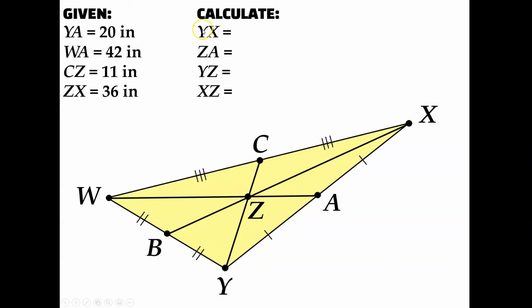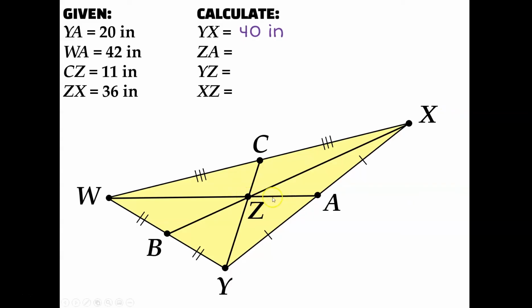For example, YX is this entire side length, and I was given that YA is 20. Well, if YA is 20, then XA is 20 as well, right? These have the same marking, so therefore they must be the same. And if I'm asked to find the entire length of YX, then I would just add 20 and 20 to get to my answer of 40.